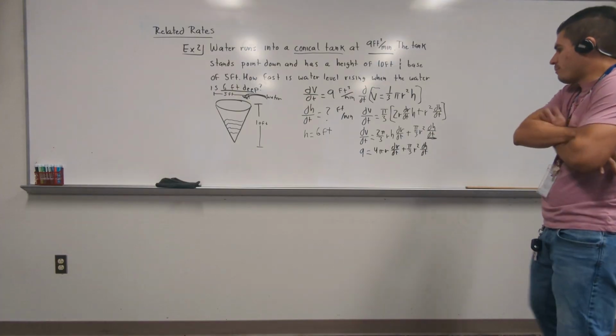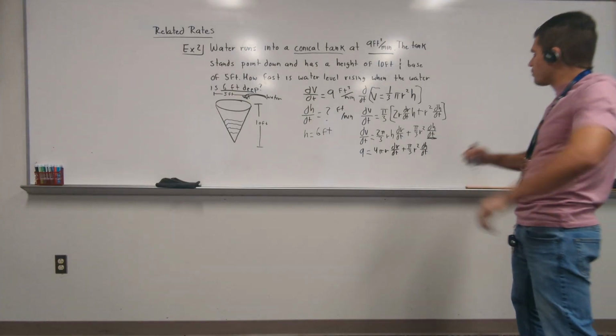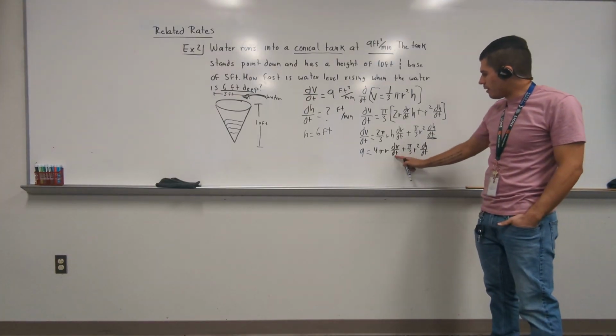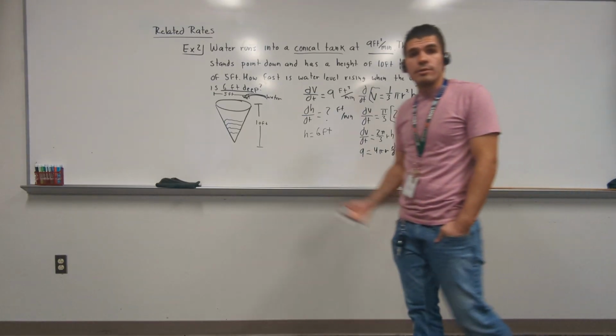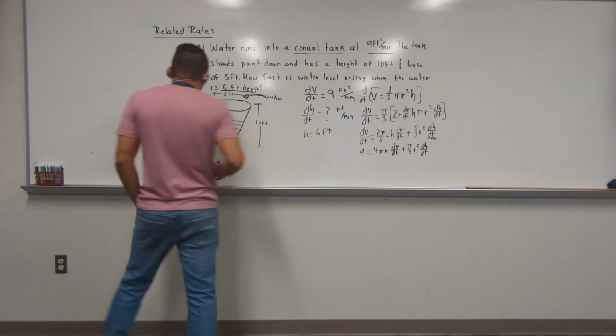So I'm like, okay, we have a problem. In order for me to isolate dH/dt, I need to figure out what dr/dt is, and I need to know what r is. So I need to go back to my drawing to see if I can figure that out. Okay? So here's what I know.